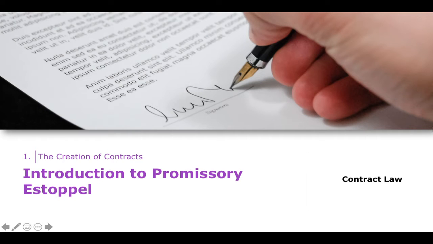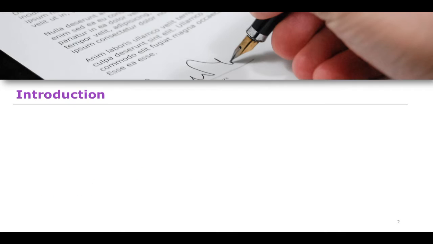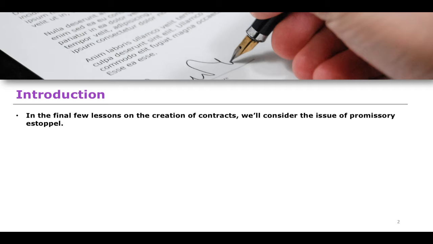In this lesson, we're going to take an introduction to the equitable doctrine of promissory estoppel, one of the most important elements of contract law and one of the most important elements of the creation of a contract. So, this is the final couple of lessons that we're going to do on the creation of contracts. So far, we've talked about agreement, which is represented as the offer on the one hand and the acceptance of the offer on the other.